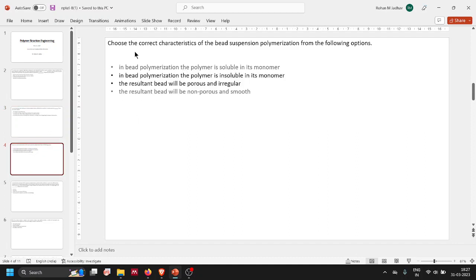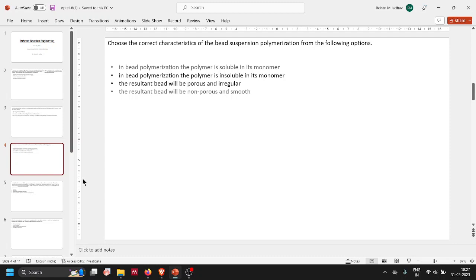Moving on to the next one, we have: choose the correct characteristics of bead suspension polymerization from the following options. First, in bead polymerization, the polymer is soluble in its own monomer. Then, in bead polymerization, the polymer is insoluble in its monomer. The resultant bead will be porous and irregular, and the resultant bead will be non-porous and smooth.